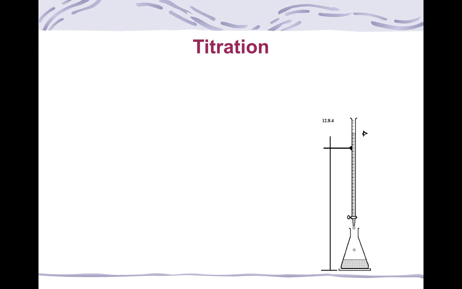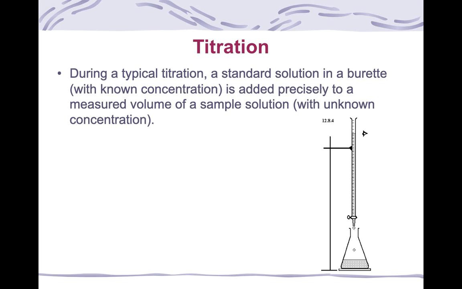So this is the setup of a titration, what it looks like when you're carrying it out. There's a standard solution in a burette. The burette's that long, tall, skinny thing. The standard solution has a known concentration. You know exactly what the concentration is, and you're going to add it slowly and precisely to a sample that's in the flask. And the sample in the flask, you don't know what the concentration is.